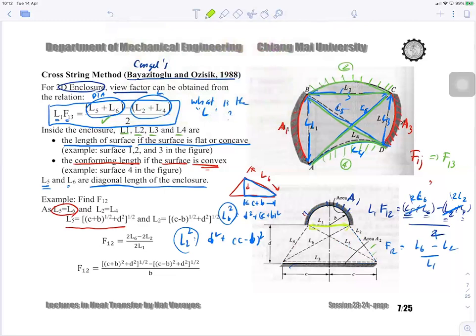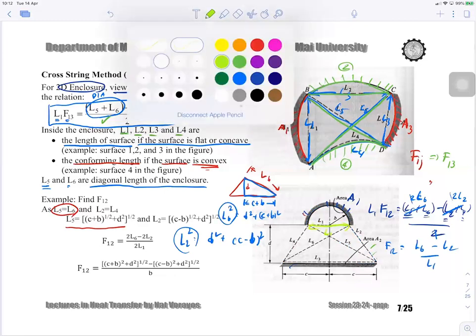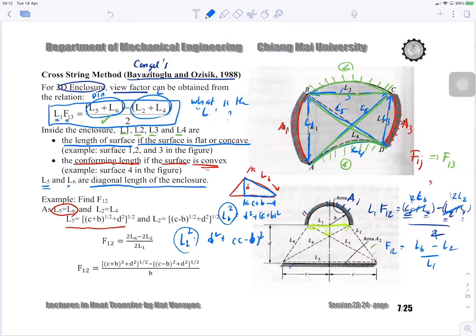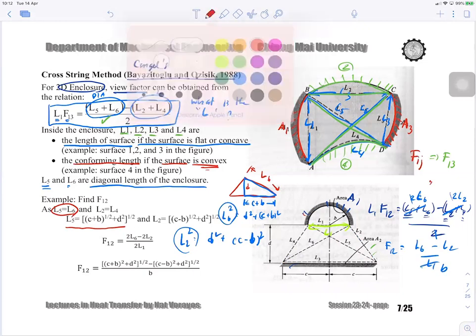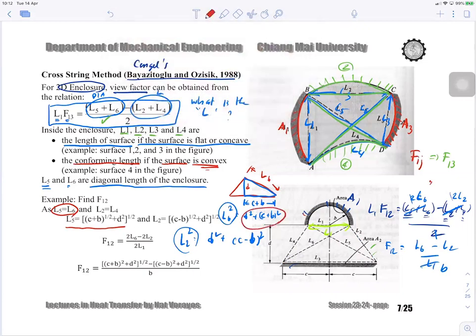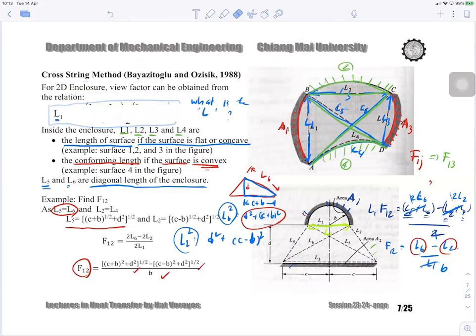L1 is here. Okay, so L1 is B. So I substitute B inside here, and I substitute L6 square over here, right? And I substitute L2 over here. This is what I'm gonna have. There you go. You have yourself the F12. So this is an example of what's going on by using the cross-string method to find the Fij. Okay. Let me clean it up a little bit here.